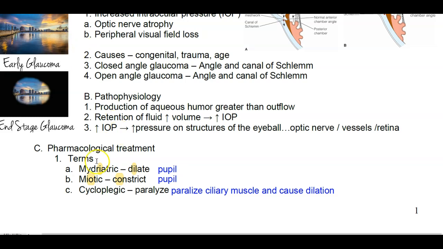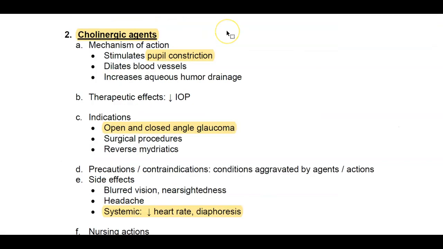Mydriatic, the way to remember it, as you can see here, I've highlighted mydriatic. So it has an I here, and dilate has an I. As you can see, miotic has an O, and constrict has an O. So hopefully this will help you remember it. And cycloplegic, I'm not sure if you guys ever had an eye exam, but they basically use a cycloplegic eye drop to help with the examination of your eye, sometimes when they're trying to look at the back of your eye or your retina.